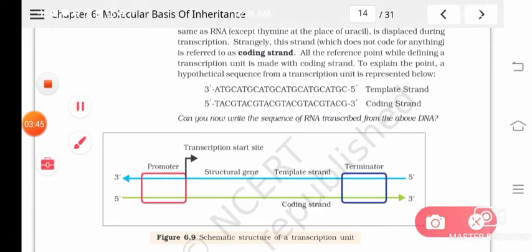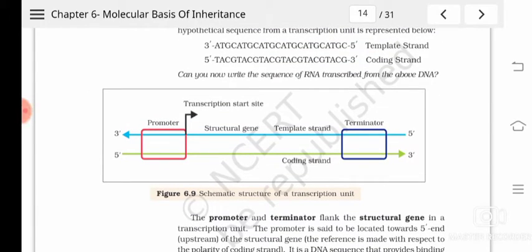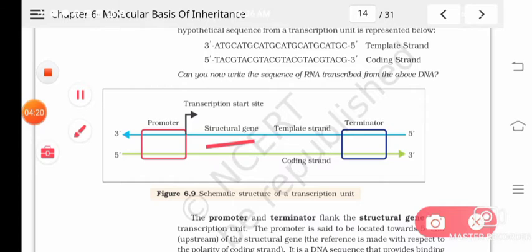Now I told you about the transcription unit, isn't it? The transcription unit diagram can be asked. This was asked once, so please practice this. The promoter region you can always find at the 5' end of the coding strand. Keep in mind that we make all references in accordance with the coding strand. So at the coding strand's 5' end, you can see the promoter region. Then you can see the structural gene that has to be transcribed. And then the terminator region, which will be at the 3' end of the coding strand.